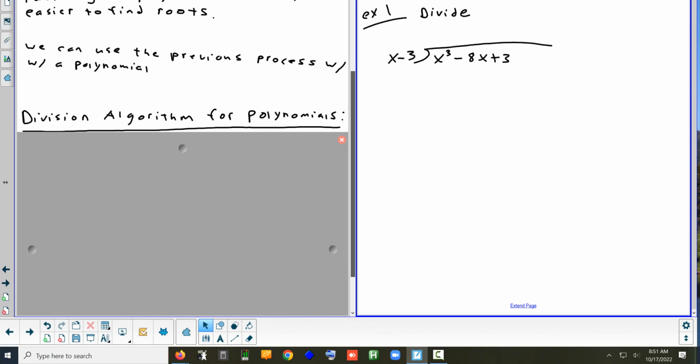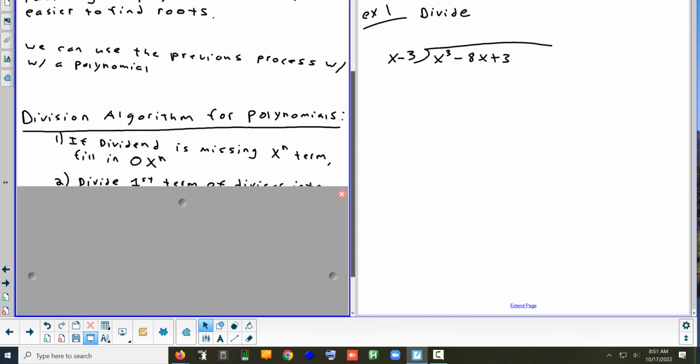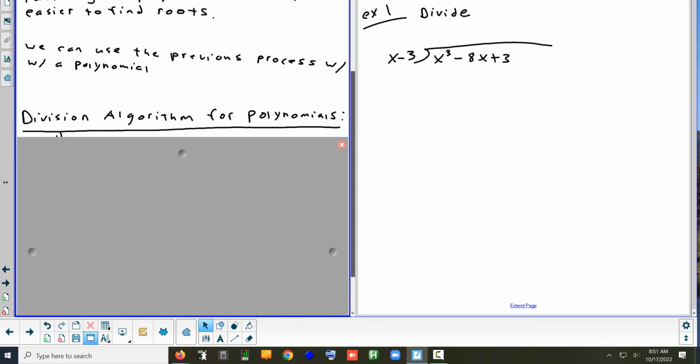So the problem we're going to do is x minus 3, and we're going to divide that into x cubed minus 8x plus 3. So quotient, remainder, those are a couple terms that are going to come up.